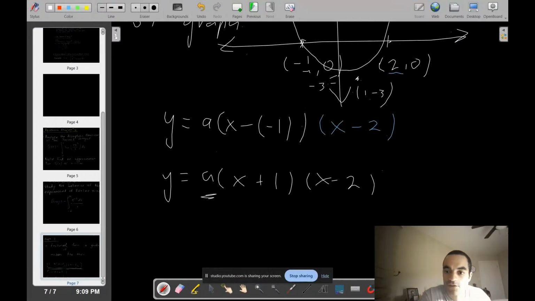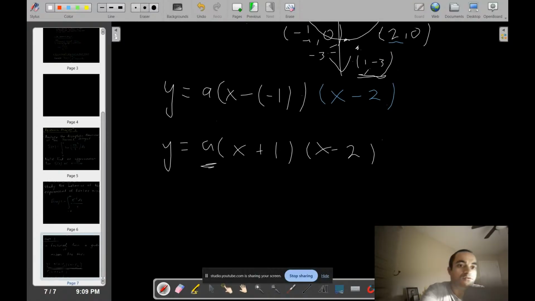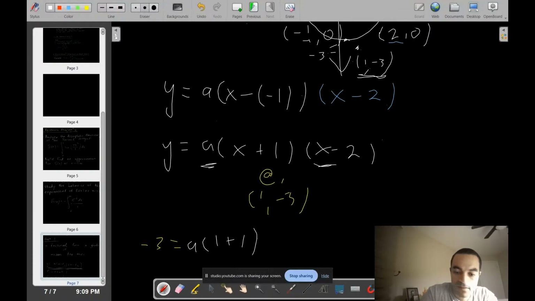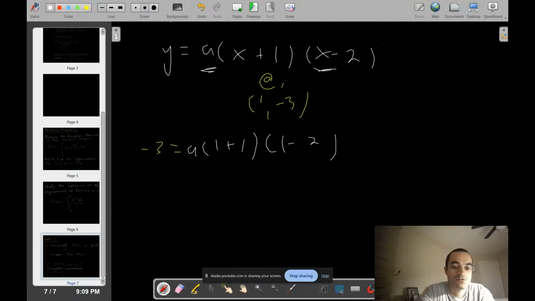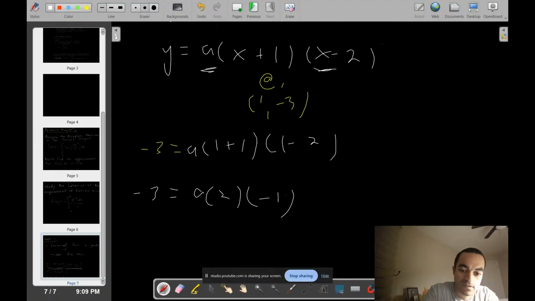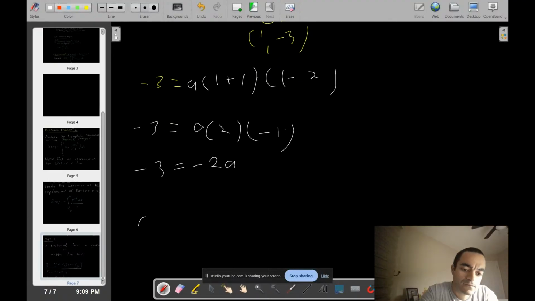Let's use the vertex coordinate that we found. It doesn't matter which one we use: 1, -3. So I'm going to look at the location using these specific coordinates at 1, -3. Y is -3, and a is what we're looking for, right? So a times (x + 1)(x - 2) with x equal to 1. Solve for a: -3 is equal to a times 2 times -1. This gives you -2a. -2a is -3. Solve for a. A is equal to 3/2.